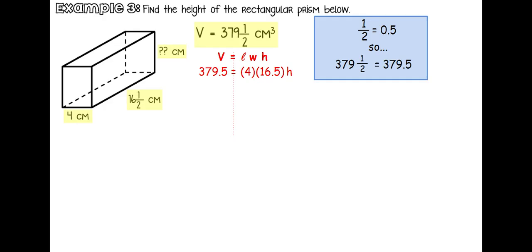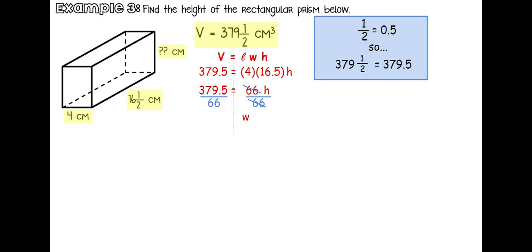Let's go ahead and simplify this. Okay, bring down your 379.5. Multiply out 4 times 16.5, and 4 times 16.5 is 66. Bring down your h. And then to get h by itself, we want to do the inverse of multiplying, which is dividing. You divide 66 by itself, so it would cancel. Don't forget whatever you do to one side to do to the other. Okay, and 66 divided by itself is 1. 1 times h is h.